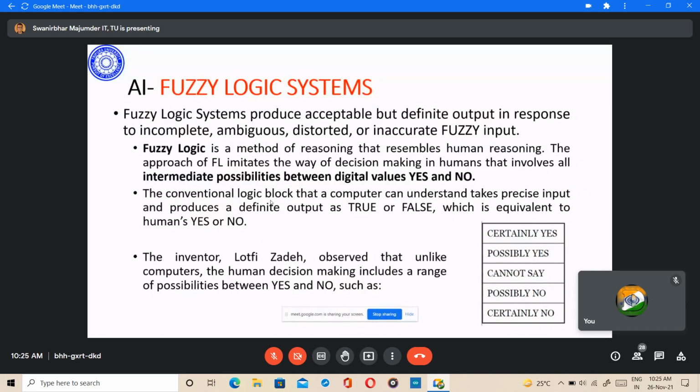Others, anyone who has done a fuzzy logic course, have you done more than 5? Anyone? Tasdik, you had done?